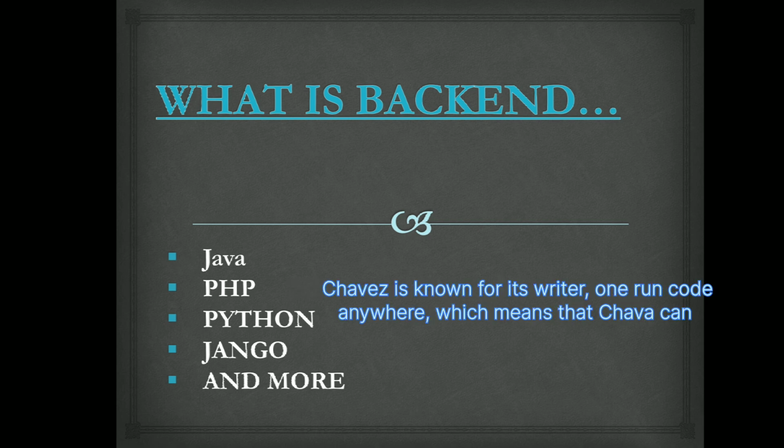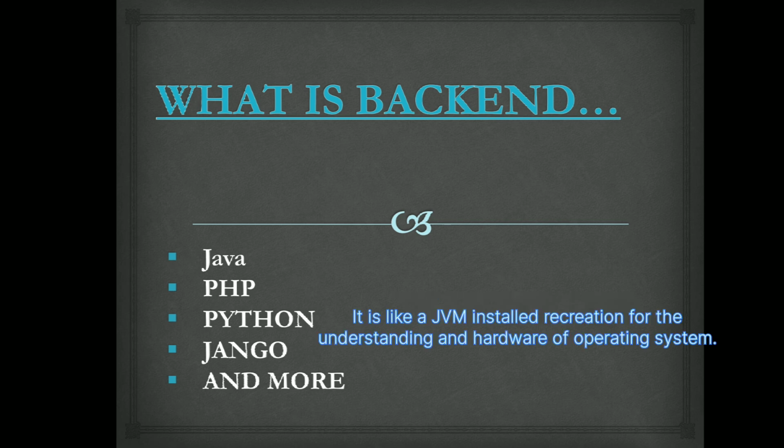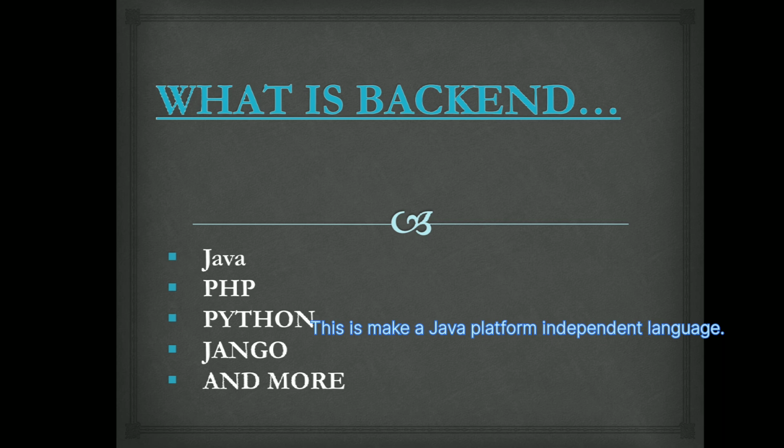Java is known for its "write once, run anywhere" approach, which means that Java code can run on any device that has a Java Virtual Machine installed, regardless of the underlying hardware and operating system. This makes Java a platform-independent language.